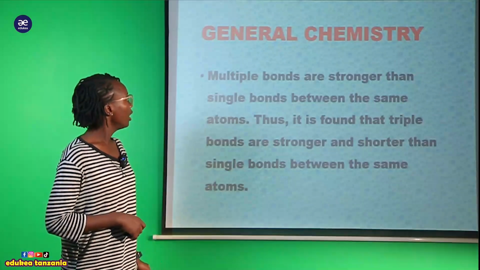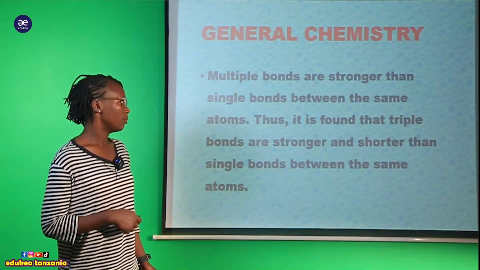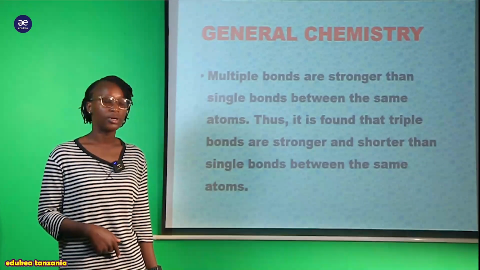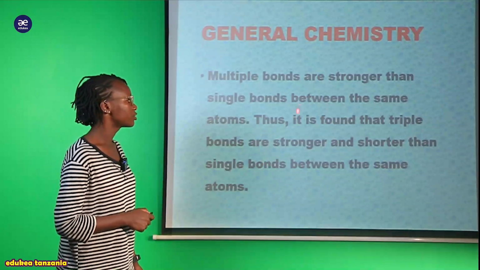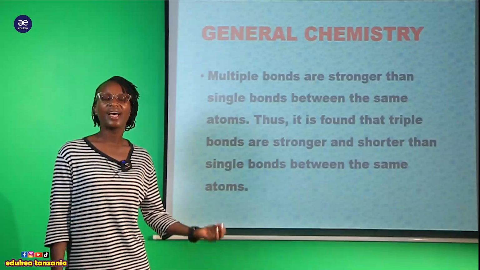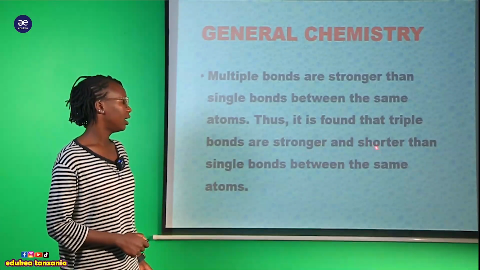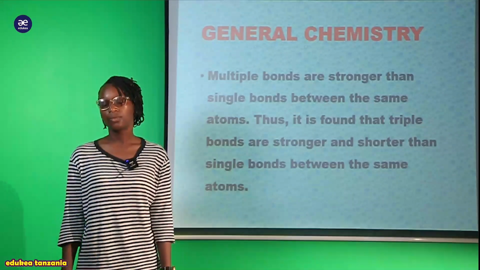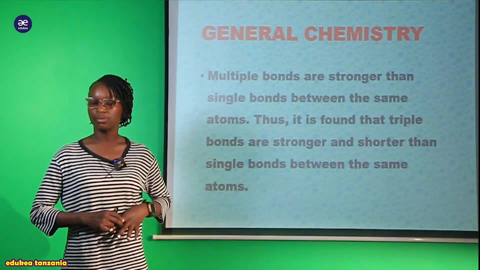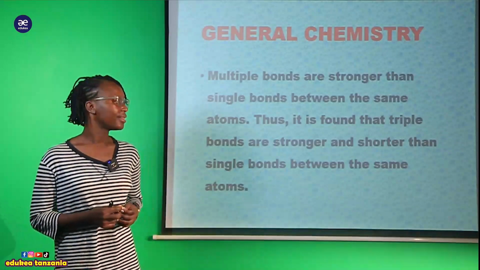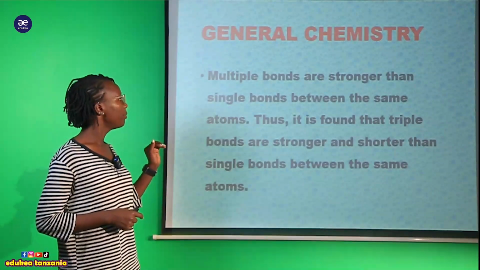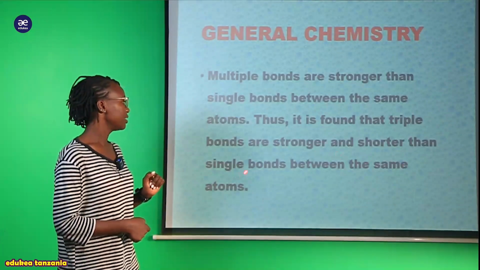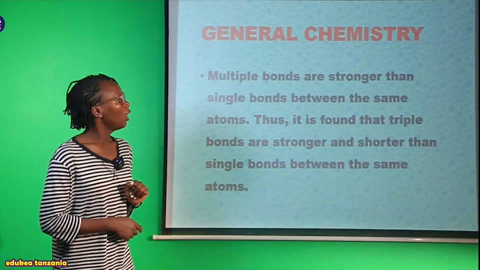So you can see that these multiple bonds are stronger than what? The single bond. Therefore, when we consider the triple bond, which is part of the multiple bonds, you can see that triple bonds are stronger and shorter than the single bond between the same atoms. When we consider the same atoms and talk about the issue of bond strength, you will see that triple bonds are stronger and shorter than the single bond.